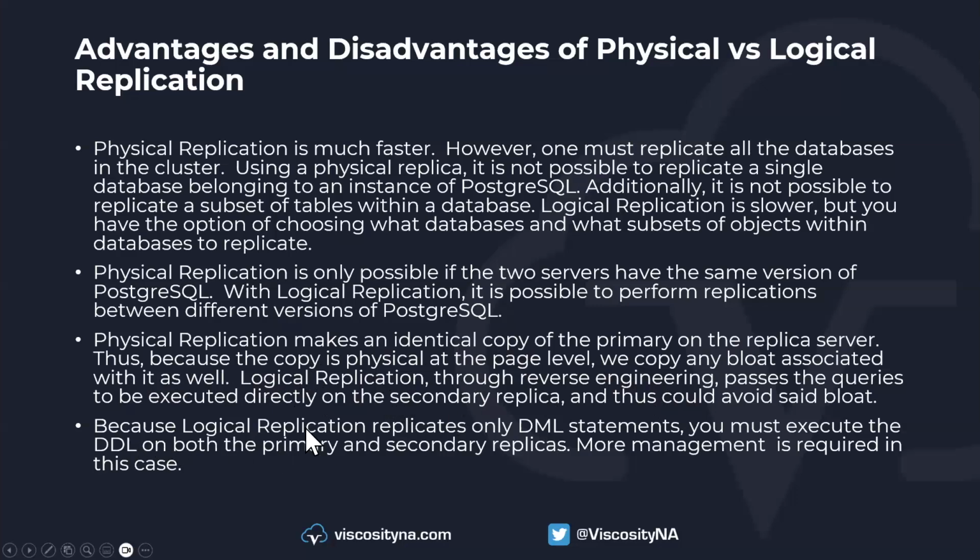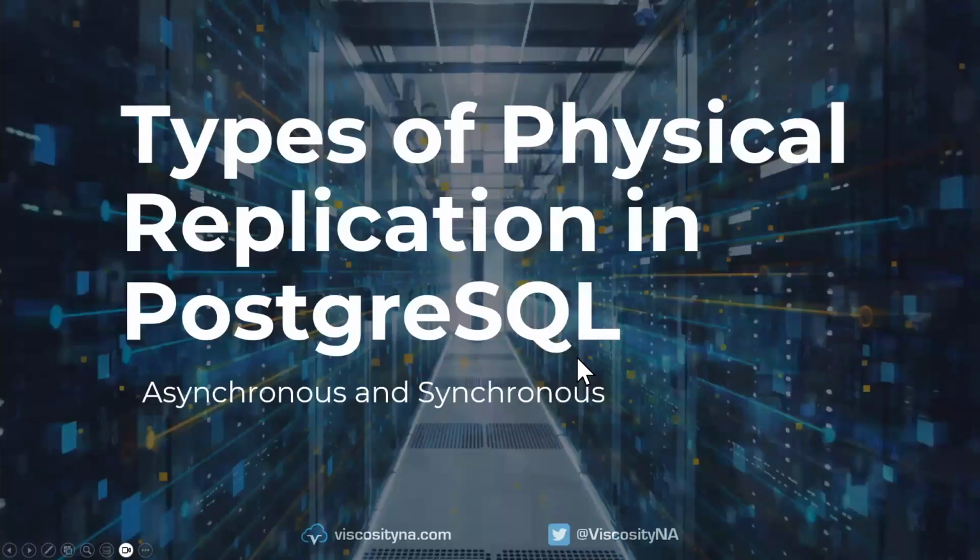Because logical replication is only replicating the DML statements, and you must execute the DDL on both the primary and secondary, you're potentially not going to see that bloat at the secondary, but that is something you have to manage. Keep in mind too that when you set up a logical replication relationship, you have to execute the data definition language. So any table alterations, table definitions, adding columns, things like that, you have to do at both the primary and the secondary. That's additional management that you have to take into account.